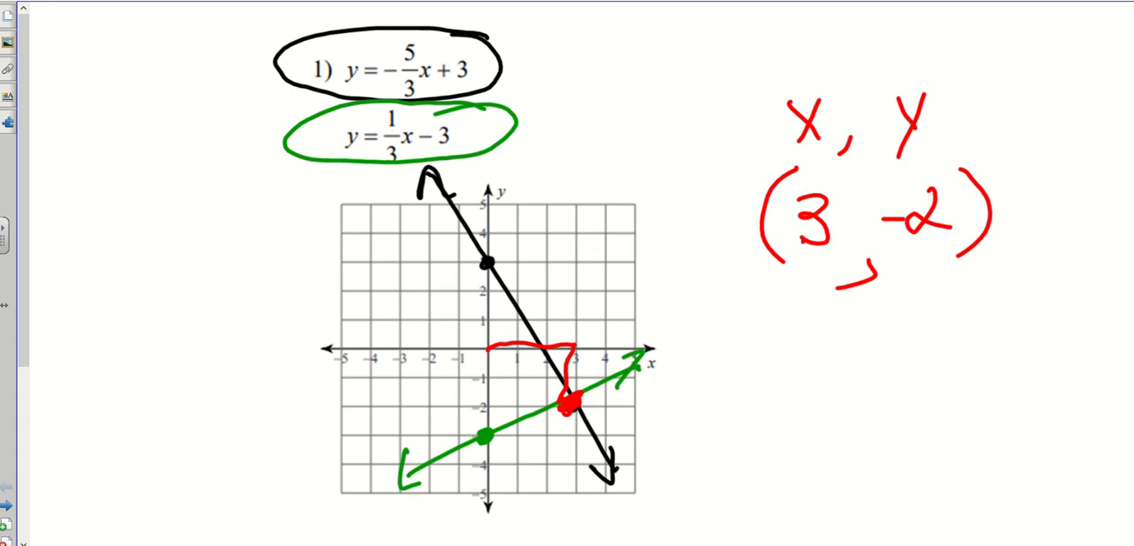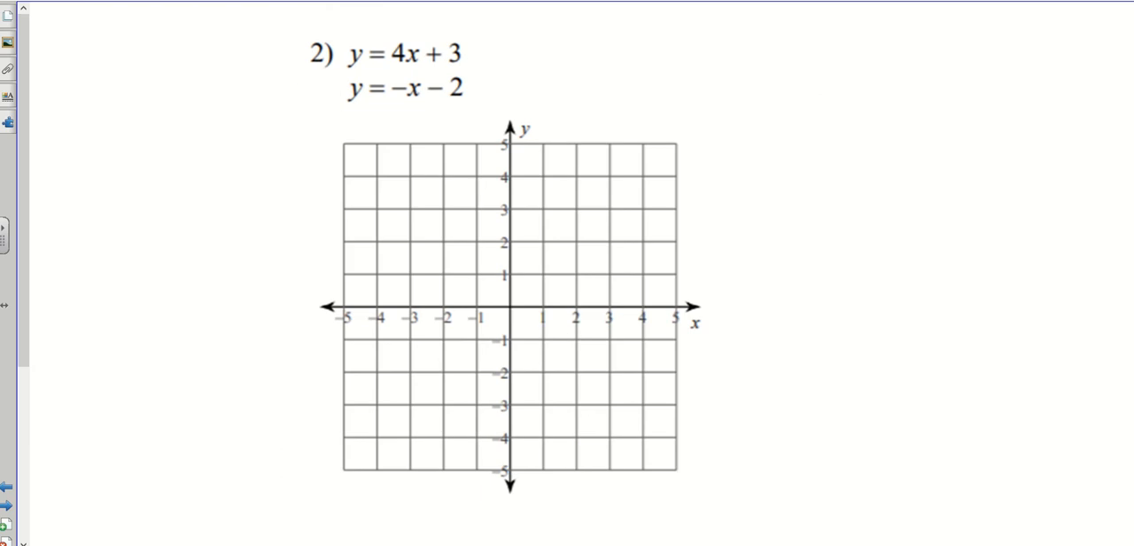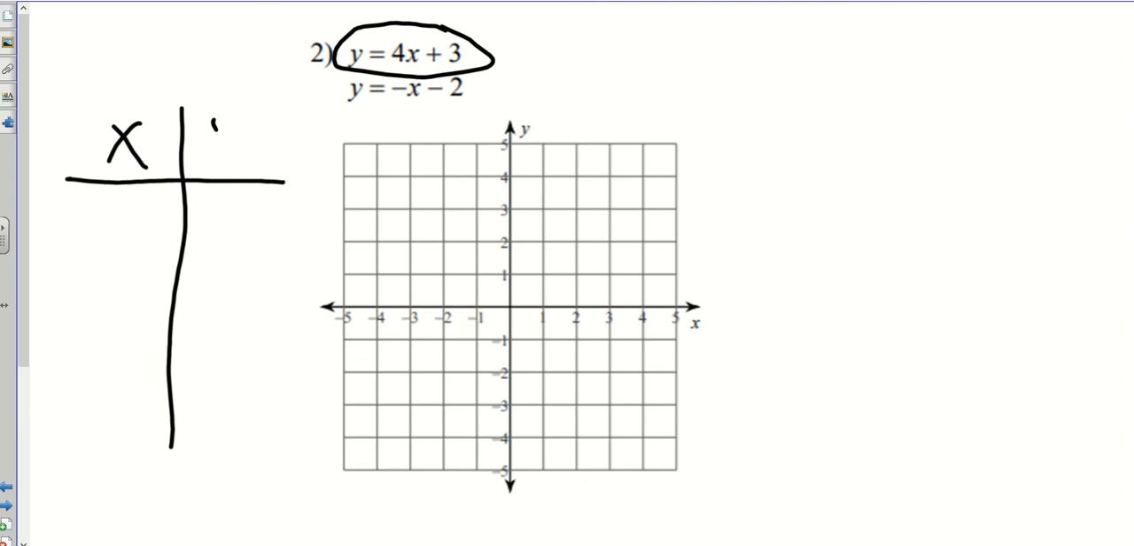So let's check out a second example here. I have y equals 4x plus 3, and y equals negative x minus 2. Now, if you're not confident with graphing or are still working on graphing, we can still use tables and see if we can get a value that way. I will start with some x values, and I like to start with negative 2 to 2 because it'll give me an idea of the pattern that's happening in both directions should I need to expand my table.